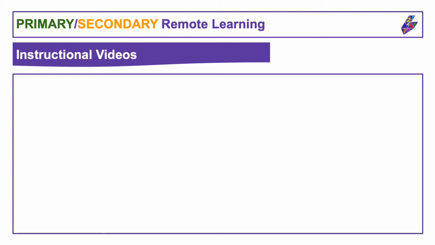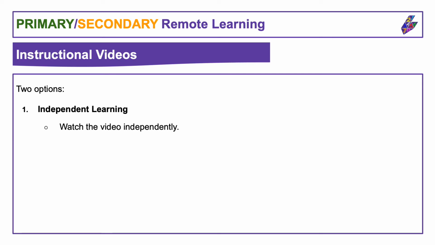We'll discuss two options here, but again, there are other ways to use these, and these are just a couple of suggestions that we think will be useful and effective. So the first way you could use the videos is for independent learning. So the pupils would watch the video independently, you'd provide them with the link, and then you would provide a series of follow-up questions. We've got a few examples here which we'll talk through in more detail, but again, these are just ideas and there are many other options.